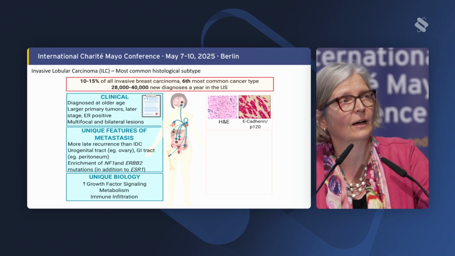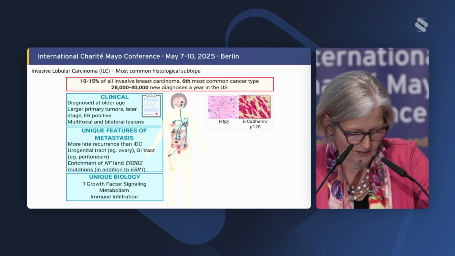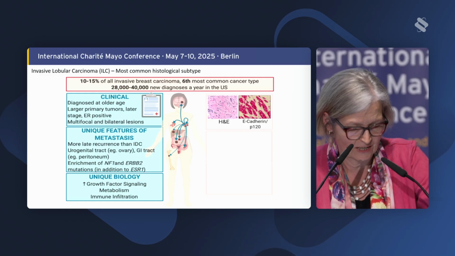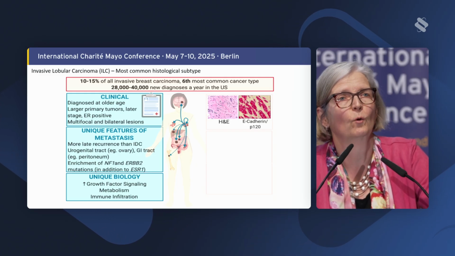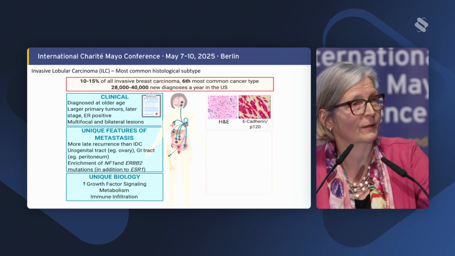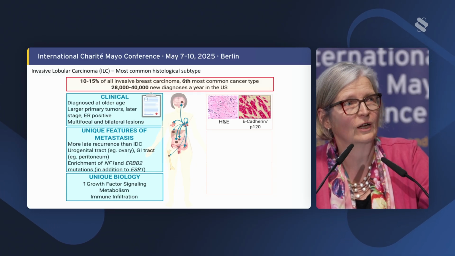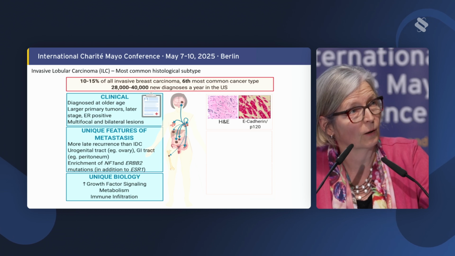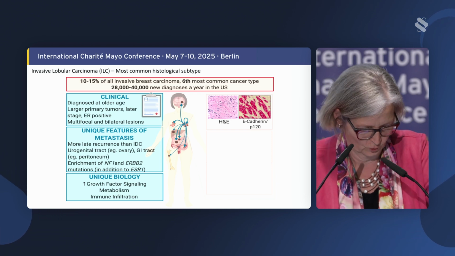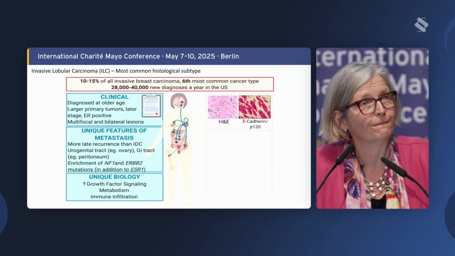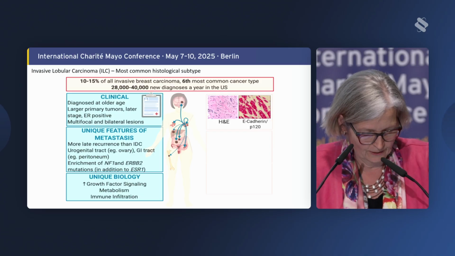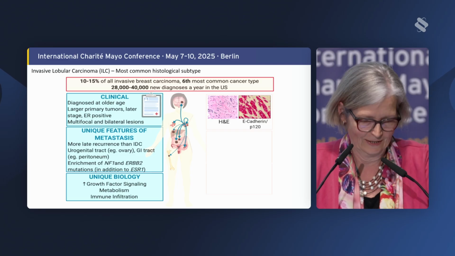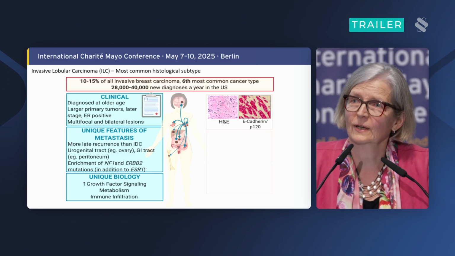There are unique aspects of metastasis. The patients have more later recurrences than patients with IDC. There are also metastases to bone and brain as the most frequent sites, but there are unique sites of metastasis in the ovary, in general, and in the GI tract as well. There is enrichment of NF1 and HER2 mutations, and there are also more frequent mutations of ER, but that's not different to IDC. We start to understand unique biology.